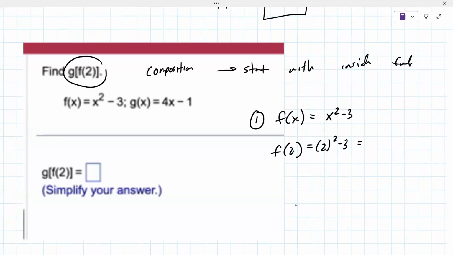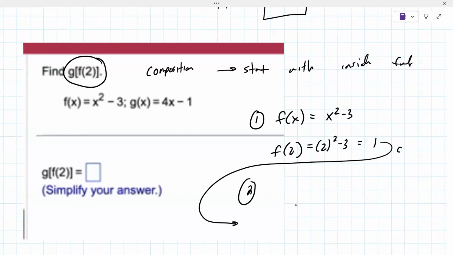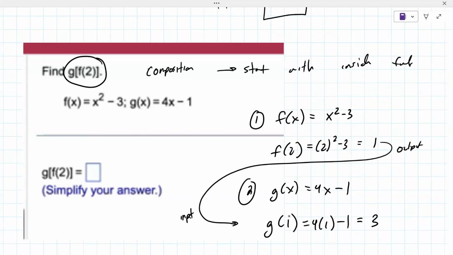So composition is like nesting. You have one function inside another. You start with the inside one and work your way out. So this ends up being 1. And so the output of 1 becomes the input in the other. G of x is 4x minus 1. You're going to find g of 1. The output of the inside becomes the input of the outside. Ends up being 3. Okay. And so that would just be the answer.